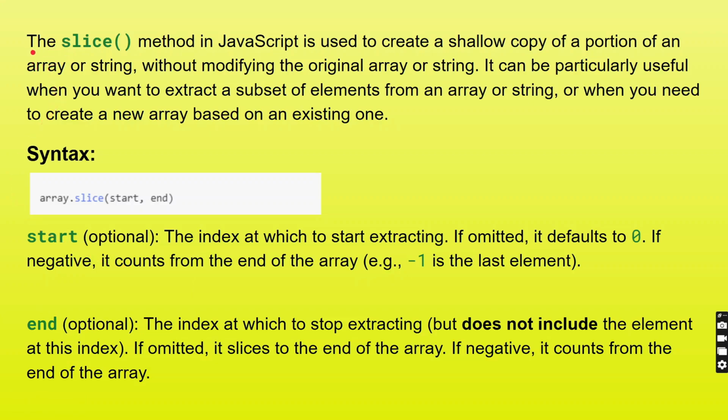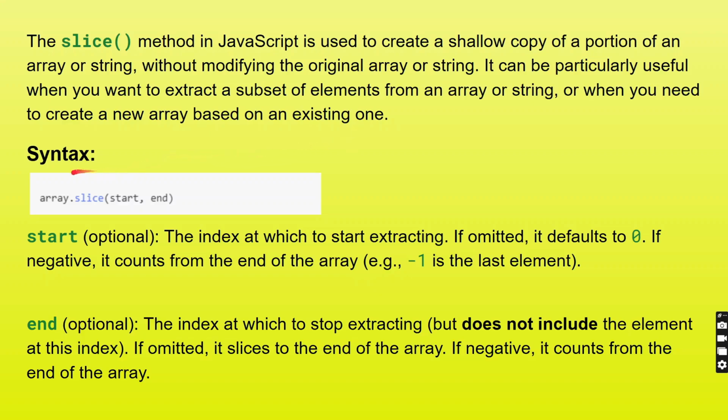The slice method in JavaScript is used to create a shallow copy of a portion of an array or string without modifying the original array or string. It can be particularly useful when you want to extract a subset of elements from an array or string, or when you need to create a new array based on existing ones.